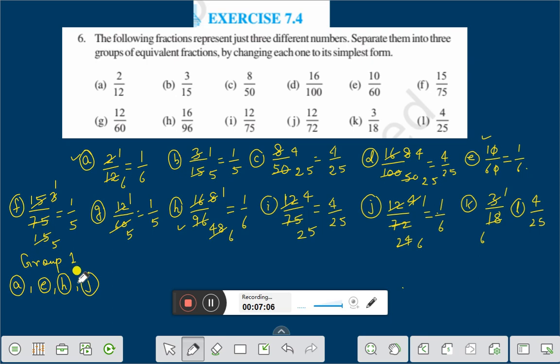Next one is 1 by 5. This is group 2. In group 2 you'll find 1 by 5, that is B. B is 1 by 5. And F is also 1 by 5. B, F. G is also 1 by 5.